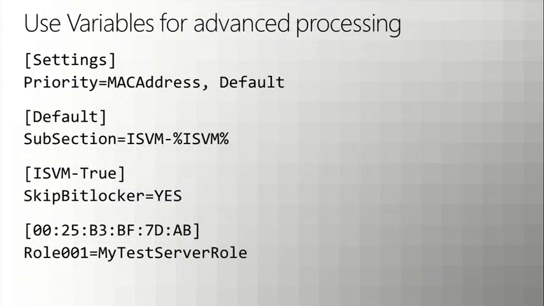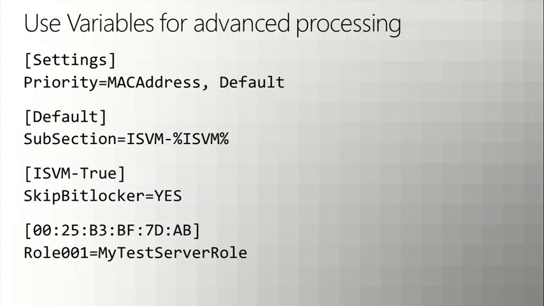There's also opportunity to do processing based on the variables. So if we have settings, we can define a MAC address. This is an example of a MAC address with the colons in there that are kind of hard to read. But we can say, hey, as you're processing first, go ahead and look for the MAC address.